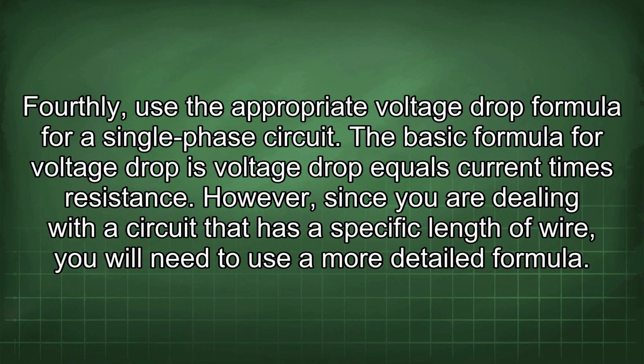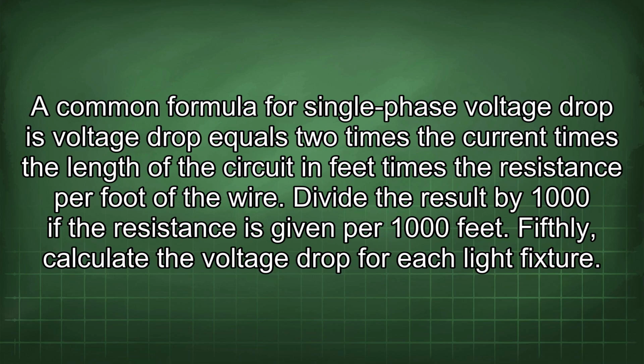Fourthly, use the appropriate voltage drop formula for a single-phase circuit. The basic formula for voltage drop is voltage drop equals current times resistance. However, since you are dealing with a circuit that has a specific length of wire, you will need to use a more detailed formula. A common formula for single-phase voltage drop is voltage drop equals 2 times the current times the length of the circuit in feet times the resistance per foot of the wire. Divide the result by 1000 if the resistance is given per 1000 feet.